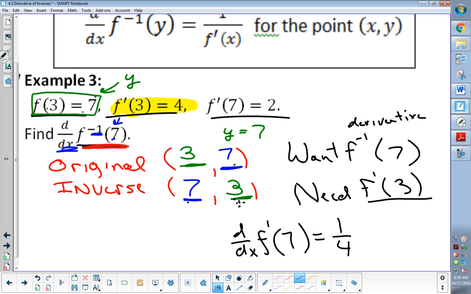It's weird, but look at it again. Let me explain it again. Okay? You've got your ordered pairs. Make sense on the ordered pairs? Okay? I want to know 7. That means I really want to know what the original is at 3. If you know what the derivative is at 3, hey, it's 4. Then I did the reciprocal of that. It's 1/4. It's weird. That's what we just explained on the front side.